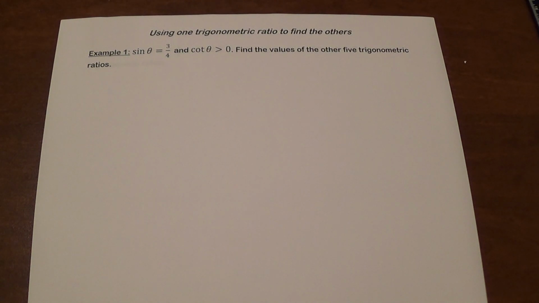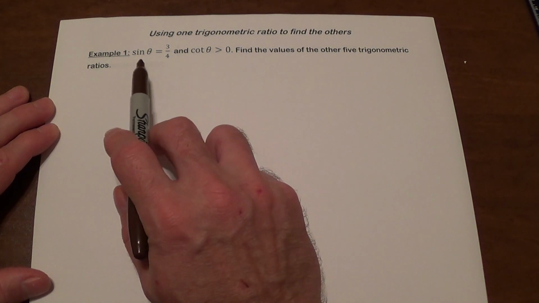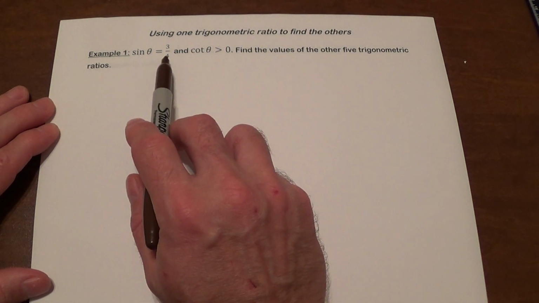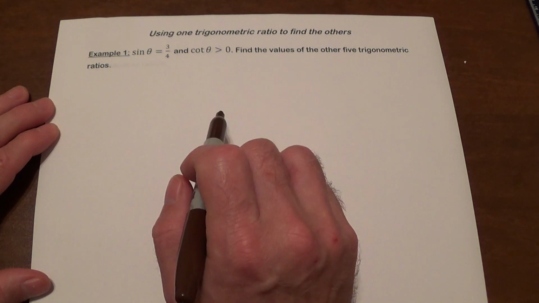Hi, in this video we are going to discuss how to use one trigonometric ratio to find others. So in this case we may or may not be in quadrant 1 and you need to understand how to do that. So let's start with this problem. Sine theta is 3/4 and cotangent theta is positive. This is actually a very important piece of information.